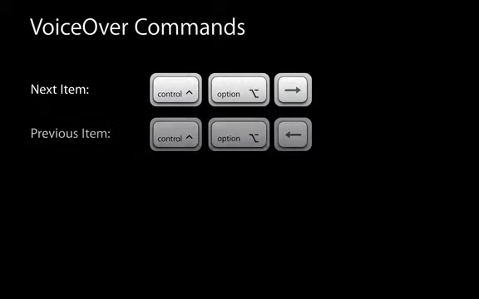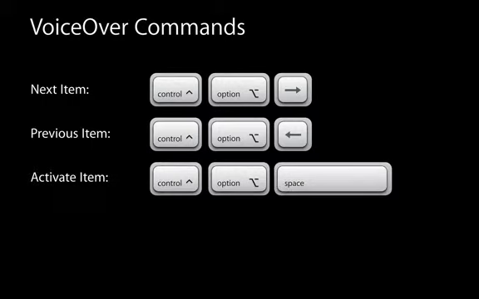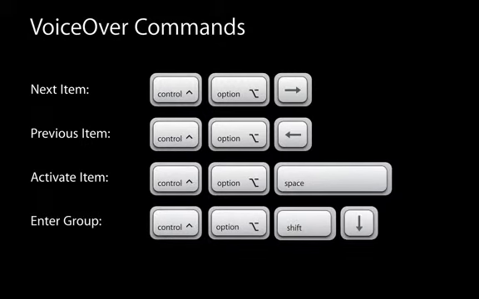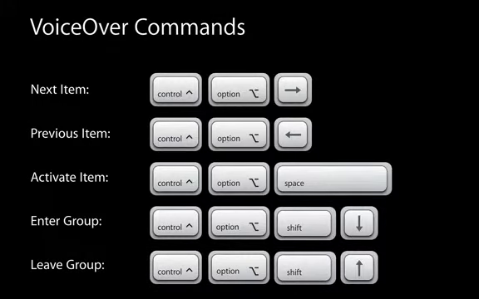So we have Control Option Right Arrow to go to next, and if you want to reverse, you do Control Option Left Arrow. And if you want to press a button or activate something, simply do Control Option Space. This is very similar to pressing space bar on something that has a keyboard focus. And then we have 2 more commands. One is Enter Group, which is Control Option Shift Down Arrow, and Leave Group, Control Option Shift Up Arrow.